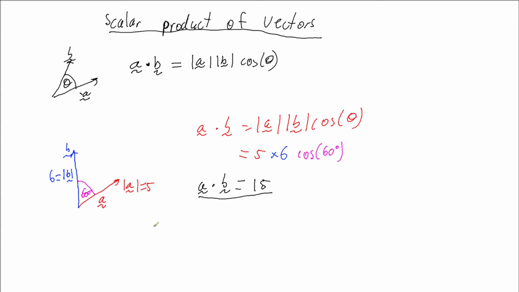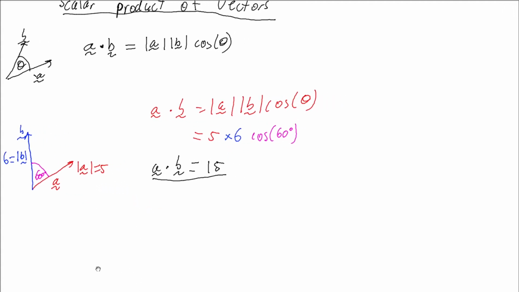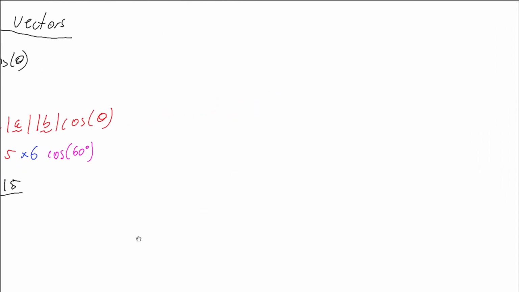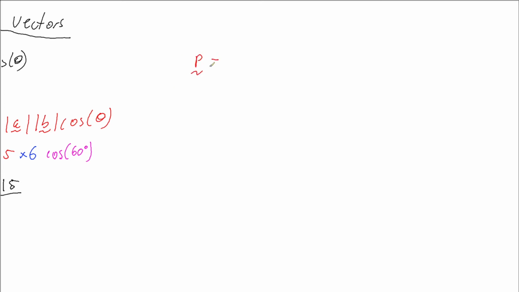So let's have a look at one where we have the actual vectors. It gets slightly different, but we just put it into our rule. What if I have the vector P, which is the polar vector 3, 40 degrees, and the vector Q, which is the polar vector 8, 125 degrees? To do this one, I need to know the angle between these two, so let's draw the diagram of these vectors.